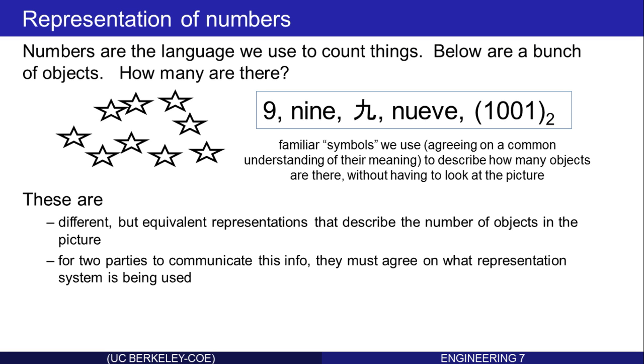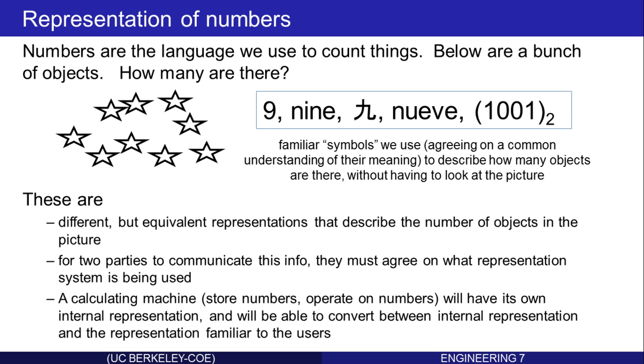For two people or two parties or two parts of a computer program to communicate with number representations such as this, they need to agree on what representation system is being used. A computer needs to store numbers and operate on numbers, and to do that, it will have its own internal representation. That representation might not be the same as the representation that users are most comfortable using, so there needs to be a mechanism to convert between the internal representation and the representation familiar to users.